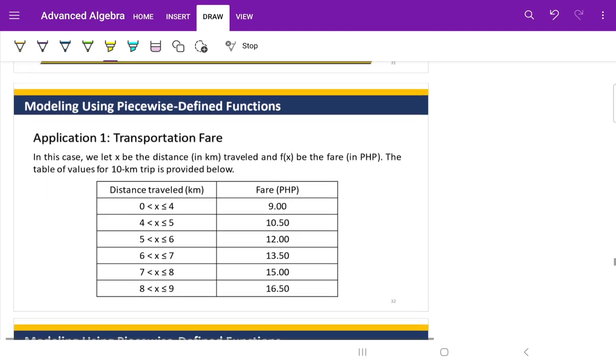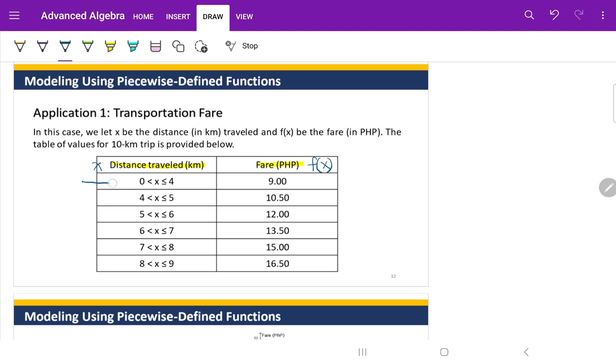In order for us to create a math model, we need to study the relationship between the distance traveled in kilometers and the fare in peso. The distance traveled will be our independent variable x, and the fare will be our dependent variable f of x. The table of values for a 10-kilometer trip is provided as shown.